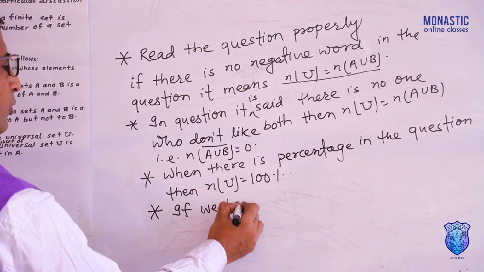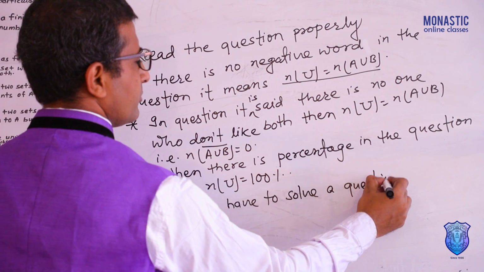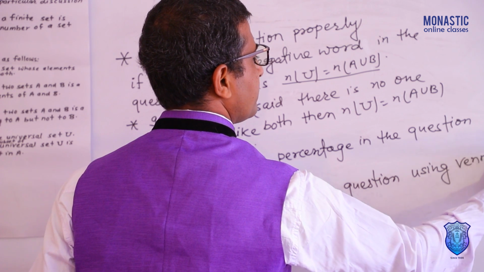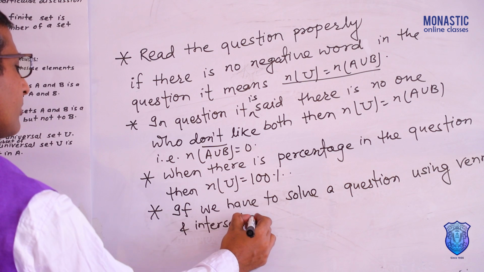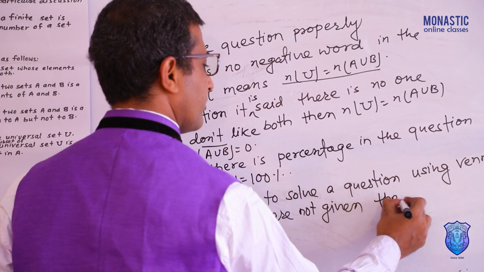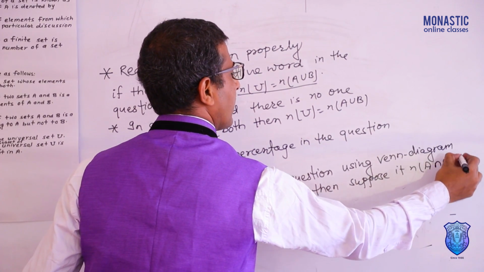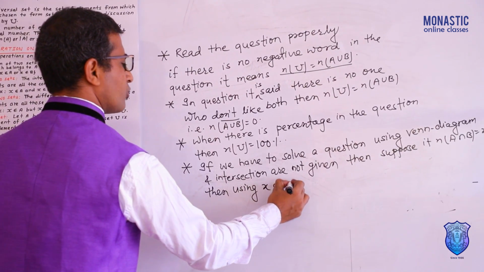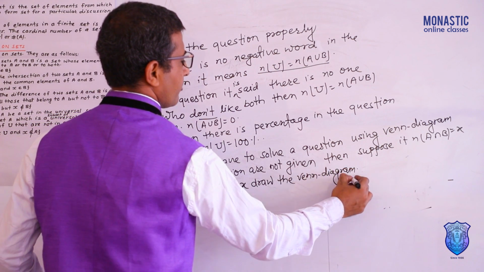If we have to solve a question using a Venn diagram, and the intersection is not given, then suppose it equals x, then using x, draw the Venn diagram. That's it.